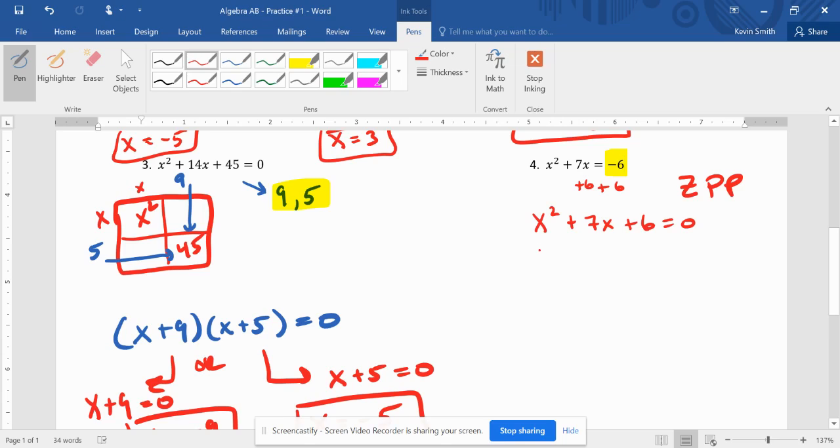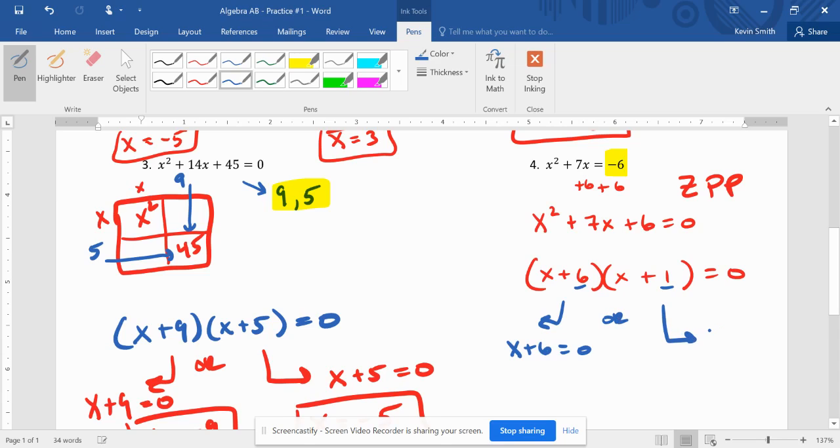And then we'll just go ahead, do our normal solving process. I'm going to skip some steps here and not use the box method. So we'll get x plus 6 and x plus 1, right? We still need two numbers that multiply to 6, but then they also have to add to 7. We use the zero product property. X plus 6 equals 0, or x plus 1 equals 0. We end up with x equals negative 6, or x equals negative 1 as our two answers.